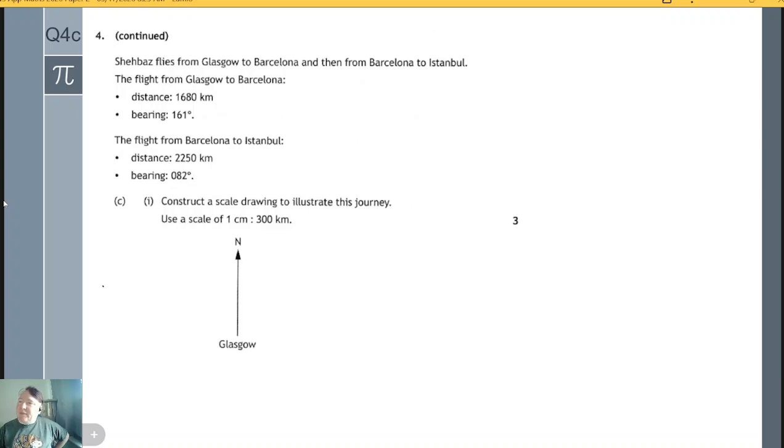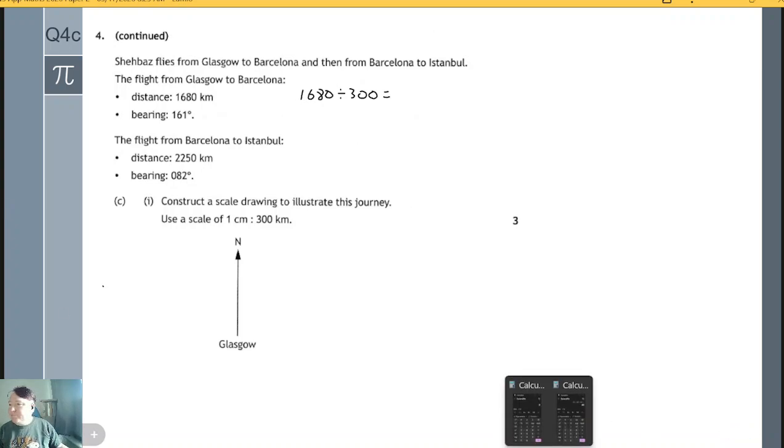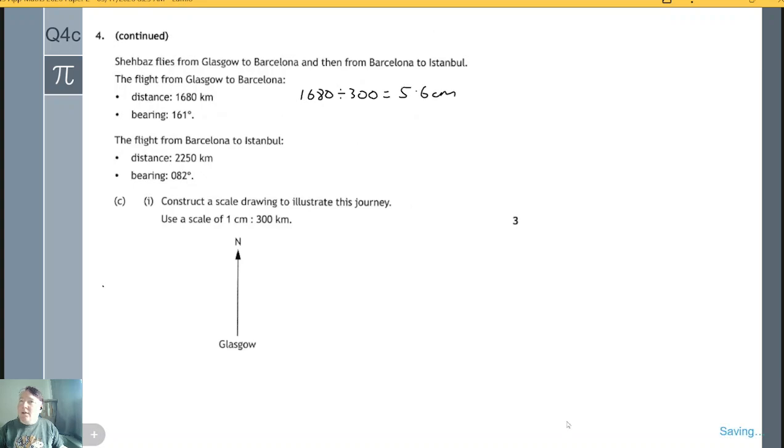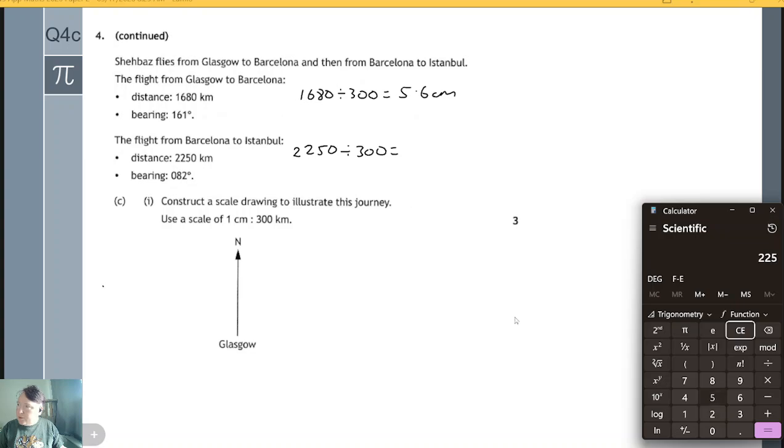Right, okay, let's work out our information first then. So the distance from Glasgow to Barcelona is 1680 kilometres, and we're doing 300 kilometres is 1 centimetre. So 1680 divided by 300 is how far? 5.6 centimetres, and that's a bearing of 161 degrees. And a distance of 2250 kilometres from Barcelona to Istanbul, we're going to do the same. 2250 divided by our 300 is how far? 2250 divided by 300 is 7.5 centimetres.